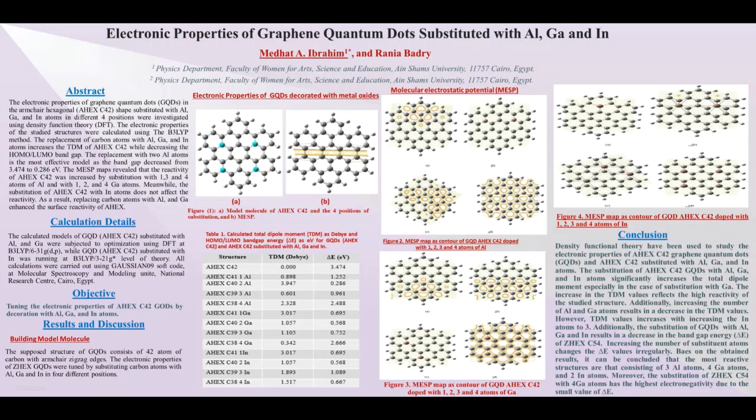The electronic properties of armchair hexagonal graphene quantum dots were tuned by substitution with aluminum, gallium, and indium atoms in 4 different positions. The results indicated that the electronic properties of graphene quantum dots in the armchair hexagonal shape, substituted with aluminum, gallium, indium atoms in the 4 different positions, were investigated successfully using density functional theory. The electronic properties of the studied structures were calculated using the B3LYP method.